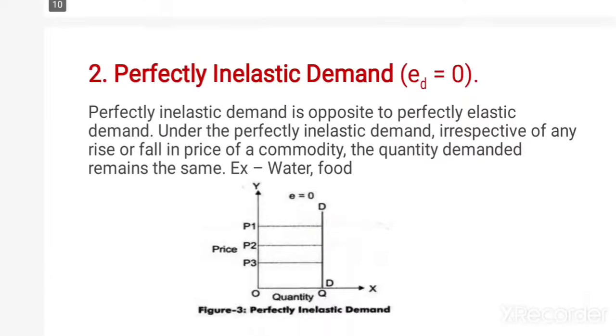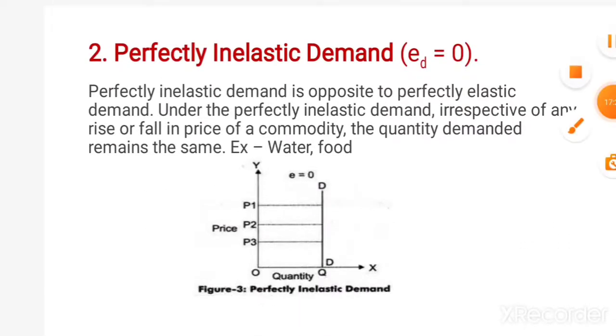So now next one is perfectly inelastic demand. Students, this is completely opposite to that. Perfectly inelastic demand is opposite to perfectly elastic demand. Under perfectly inelastic demand, irrespective of any rise or fall in the price of a commodity, the quantity demanded remains the same. So students, there, even though there is a little change in price, your quantity demanded was varying in a high amount. But here, even though the price is changing in a high amount, your quantity demanded will not change. Okay, so here price changes, quantity demanded is constant.